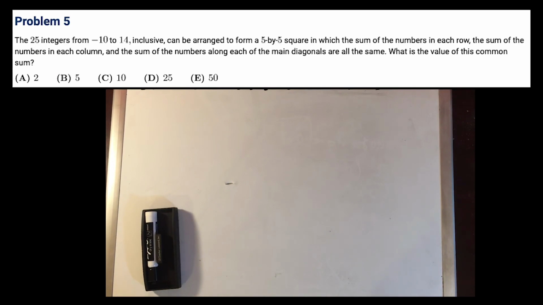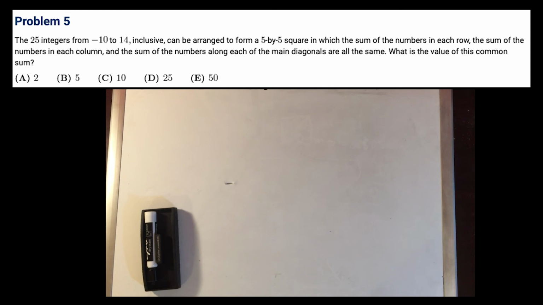Now, number 5, we have the 25 integers from -10 to 14 inclusive can be arranged to form a 5 by 5 square, in which the sum of the numbers in each row, the sum of the numbers in each column, and the sum of the numbers along each of the main diagonals are the same. What is the value of this common sum?